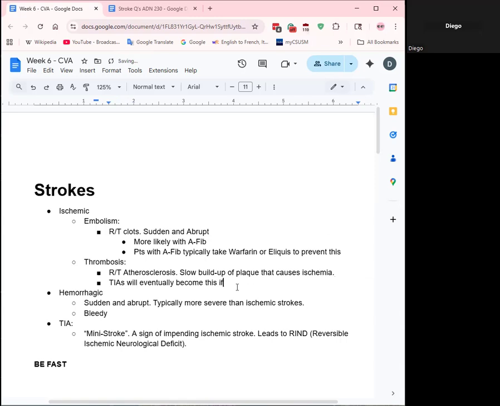So the next one would be a hemorrhagic stroke. So the hemorrhagic stroke is going to be sudden, abrupt. It's going to be a lot more acute because it's going to be direct loss of blood. It's not just the lack of oxygenation due to an occlusion. So it's having a hard time getting to that area. That area is not getting oxygenation. Now you're also at the same time losing blood. And this is typically caused by an aneurysm that bursts.